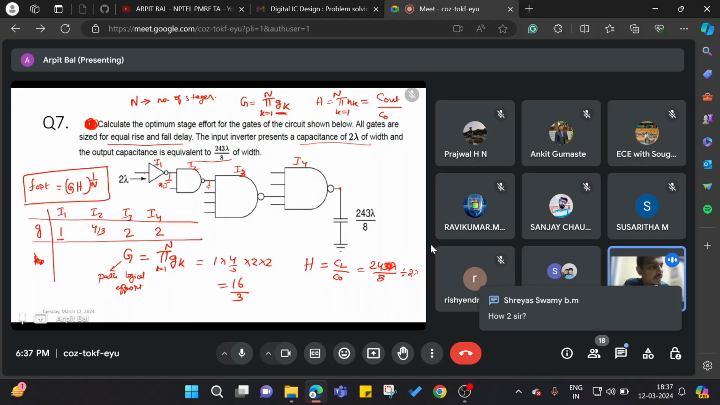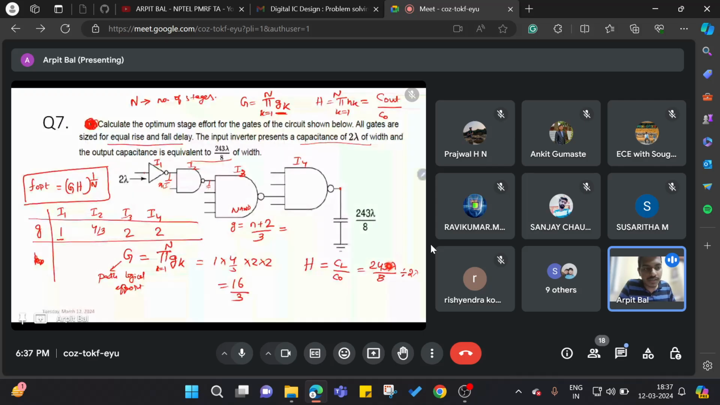Okay, so are you talking about this one, the NAND gate? G is equal to (n plus 2) by 3. That was the formula that I mentioned in the beginning. n is 4 here because it's a 4 input NAND. 4 plus 2 by 3, that is 6 by 3, which is 2. Is that clear?